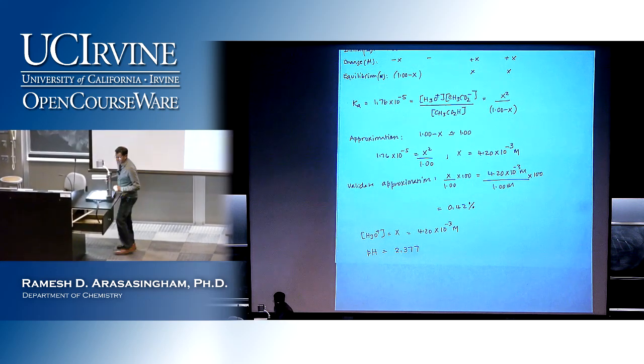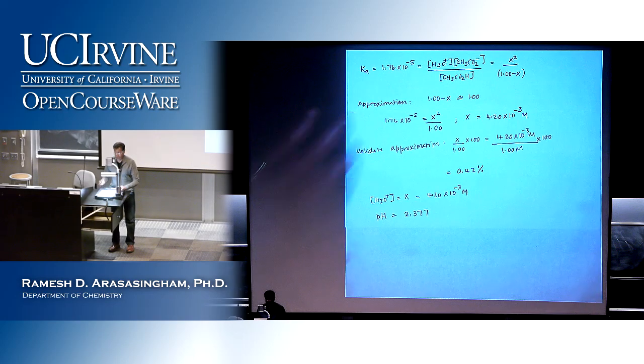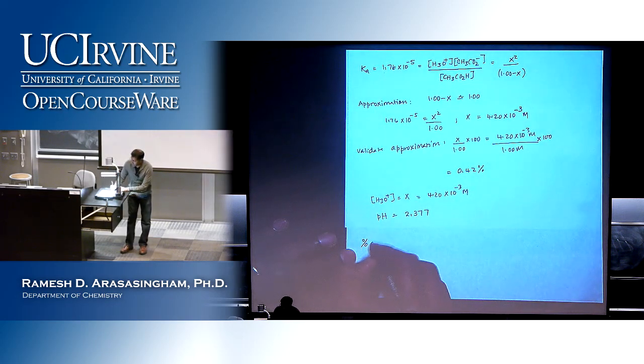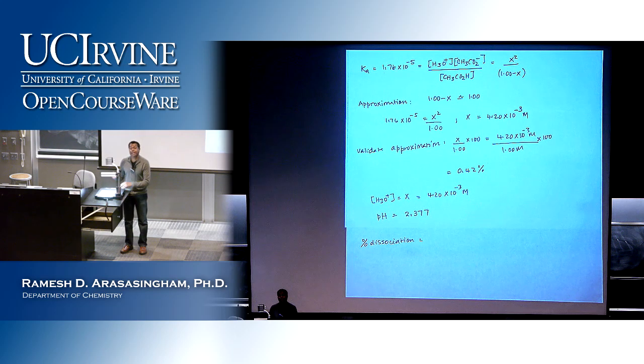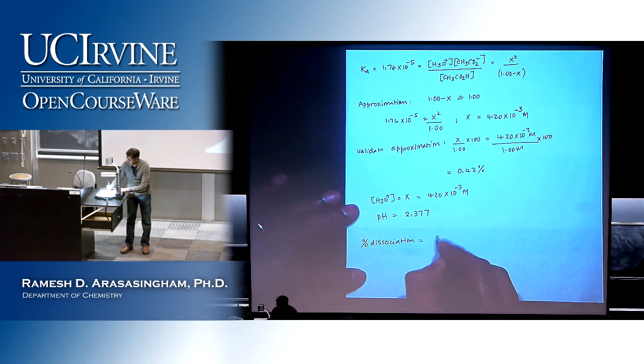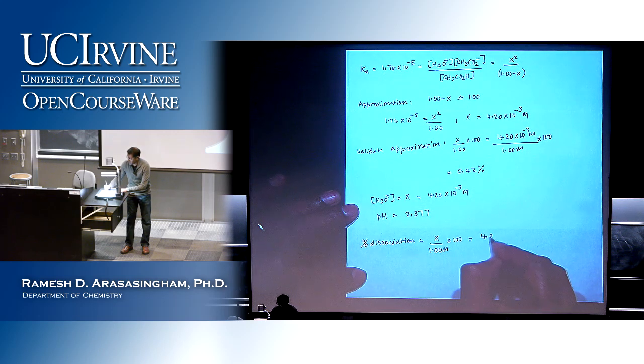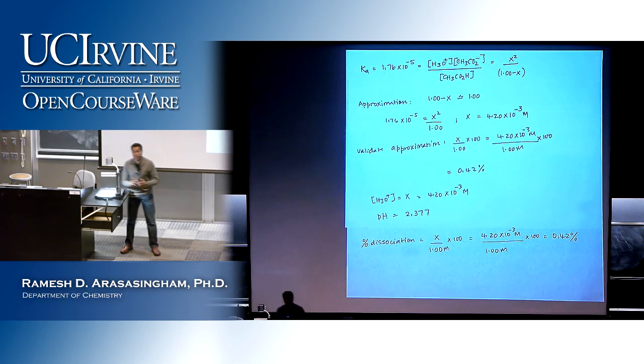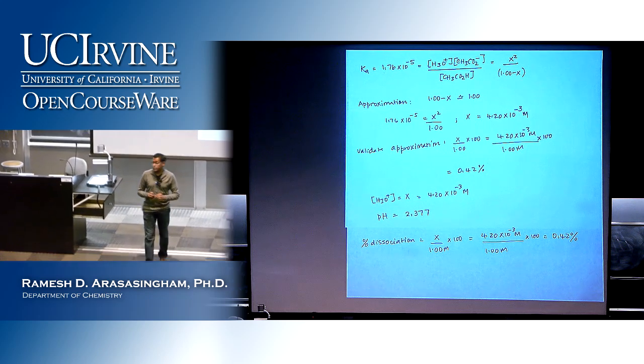The second part is calculate the percent dissociation. So the percent dissociation, or percent decomposition, or percent ionization would be the amount that dissociated, which is x, once again, divided by 1 molar times 100. And therefore, this would be 4.20 times 10 to the negative 3 molar divided by 1 molar times 100. We just did this calculation to check validity as well, and that was 0.42%.